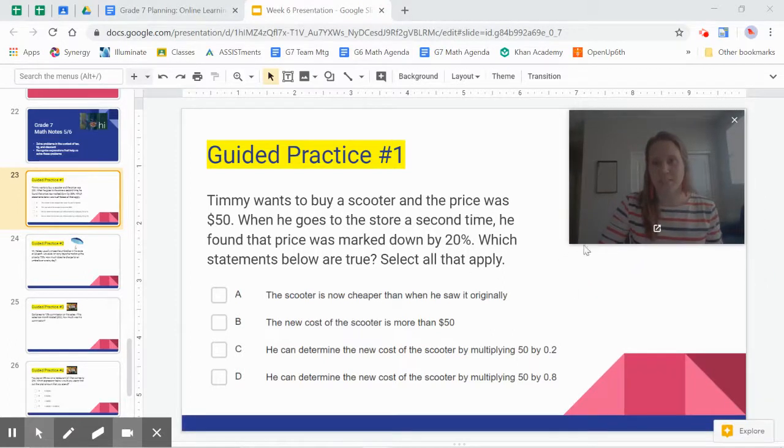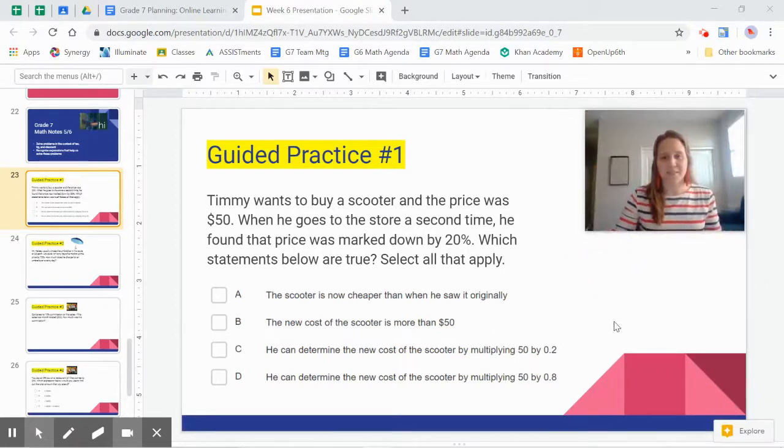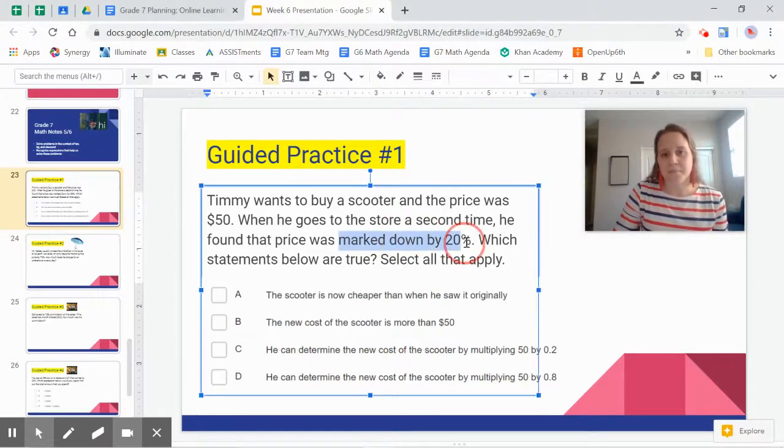Go ahead and just follow along with me. We'll do this one together. Timmy wants to buy a scooter and the price was $50. When he goes to the store a second time, he found that the price was marked down by 20%. Do you know what marked down means? Marked down means a decrease in the price by 20%. It's a 20% discount.